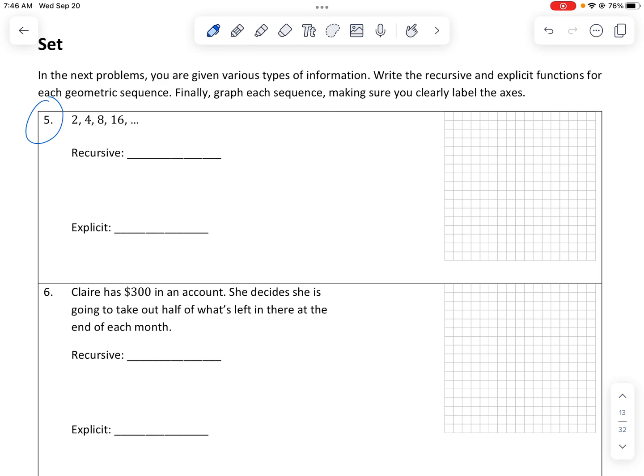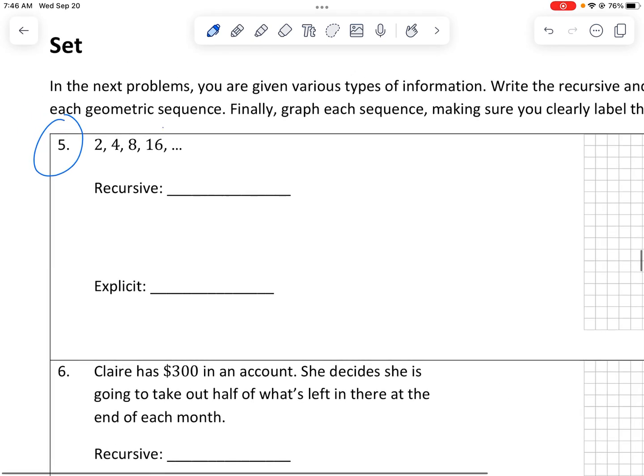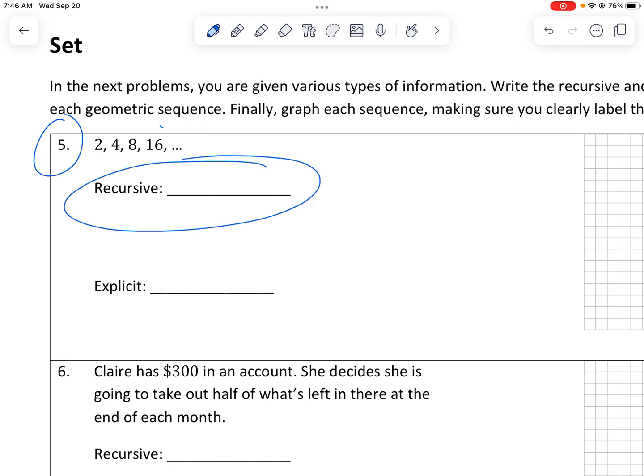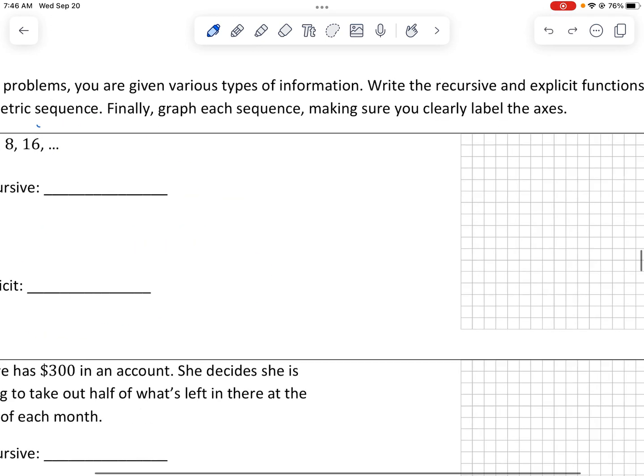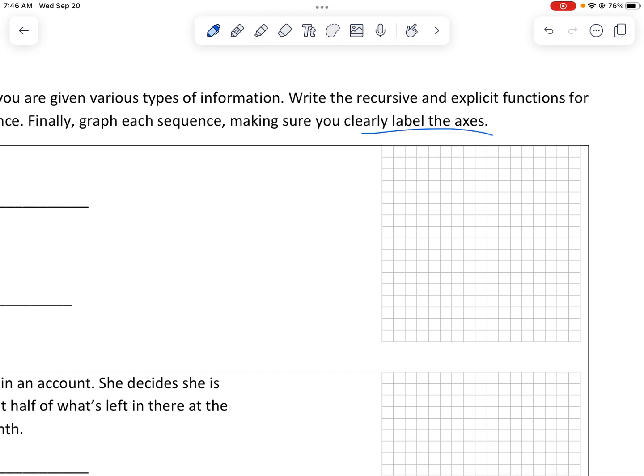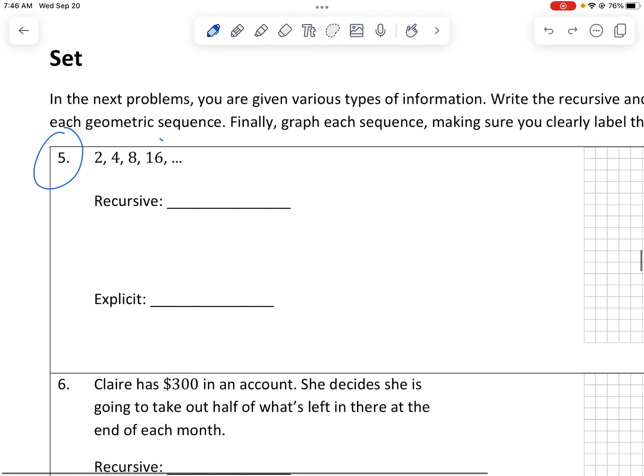In the next section, in the set section here, it's giving you a sequence. You need to write the recursive and explicit function for it. And then you're going to make a graph for that. You have to make sure you label your axes. So let's start with our recursive function.